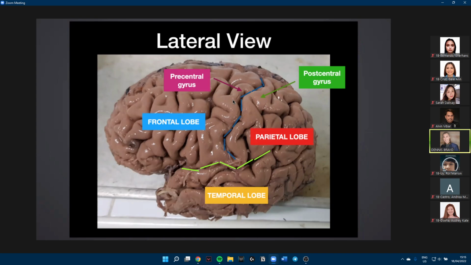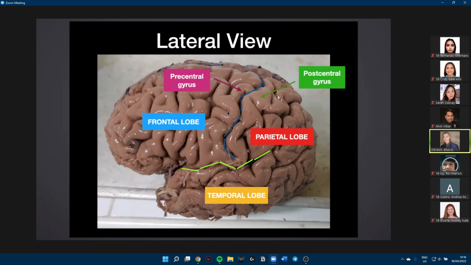Functionally, it is also referred to as the primary motor area. So the precentral gyrus functionally is the primary motor area. It is referred to as such because it is responsible for conscious control of your skeletal muscles. Thus, you're able to flex your biceps or extend your triceps or stand on your legs because of the conscious control provided by the precentral gyrus.